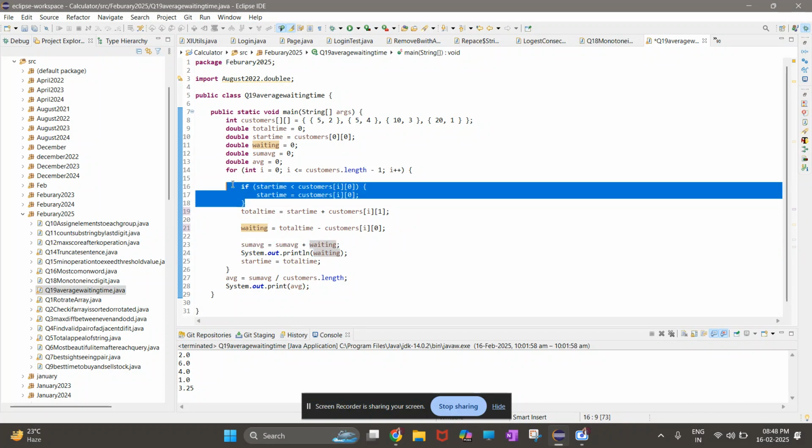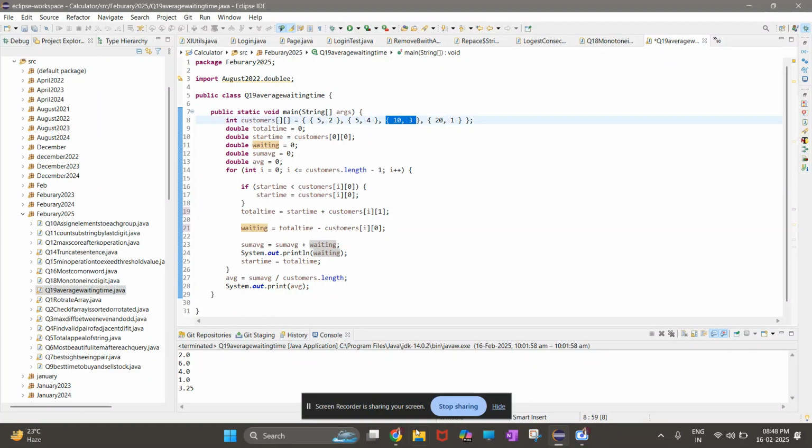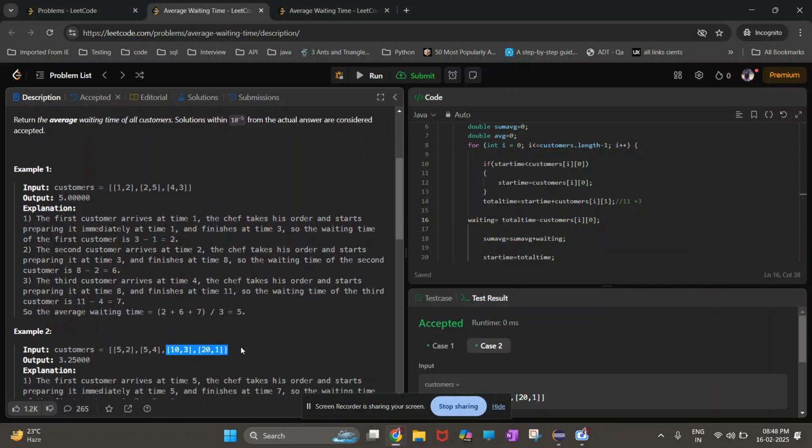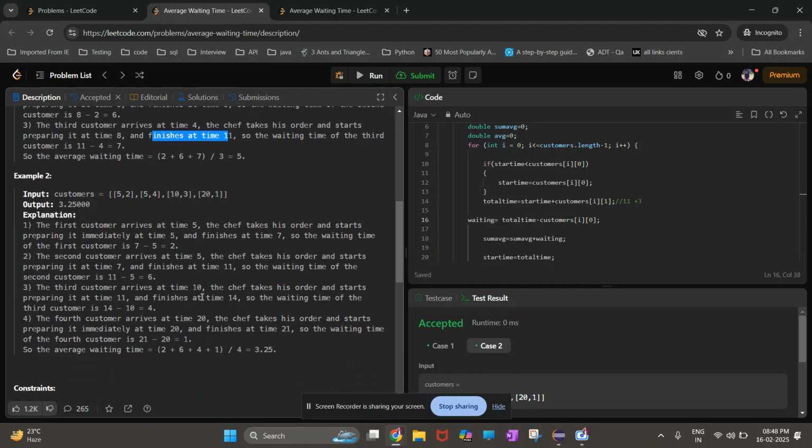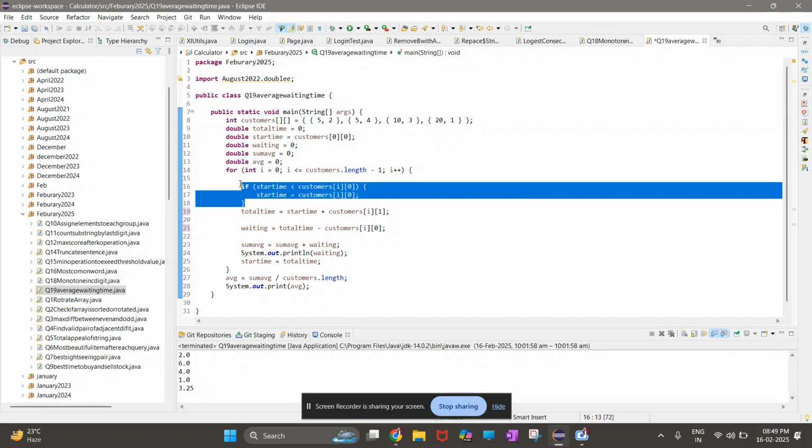Why have I taken this? In the third last example, if you see here, the time to finish the third customer is the 14th minute, but the next customer arrives at the 20th minute. If we don't give this condition, then we would have to assume that the next customer arrives at the 14th minute, but the customer is arriving at 20 minutes, so for 6 minutes the chef is idle.